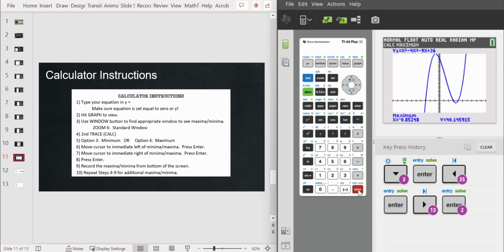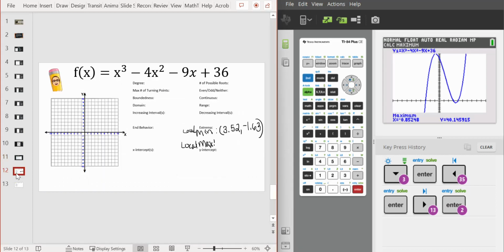I'm not going to guess. I'm just going to press enter again. There is my maximum. Notice the little X guy is actually off the screen. But I am going to go make notes of this maximum. He is located at negative 0.85 and 40.15 is where he is. My goodness, really far off the graph.